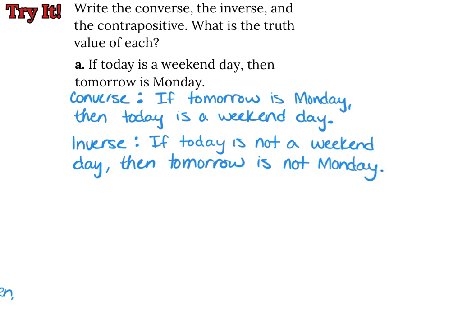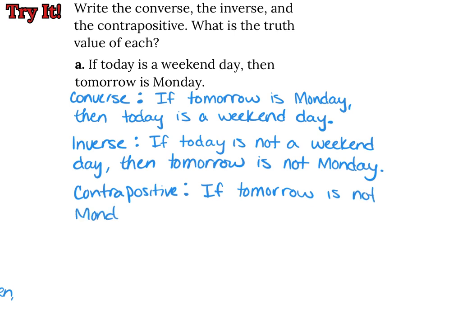And then finally, our contrapositive, where we negate and we flip. So if tomorrow is not Monday, then today is not a weekend day.